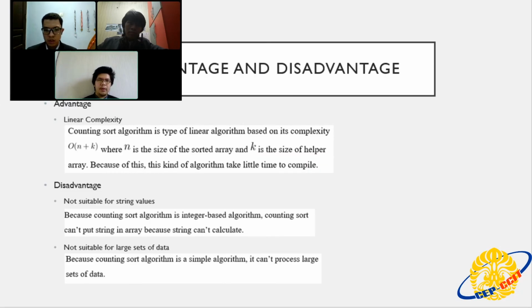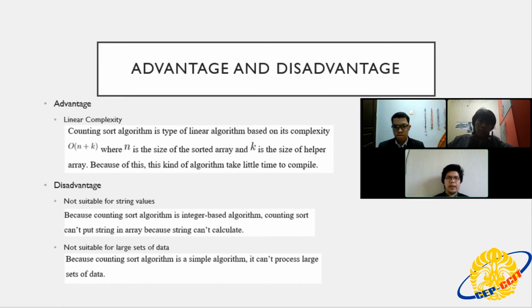Now I'm going to talk about the advantages and disadvantages. The advantage of counting sort is linear complexity. Counting sort is a type of linear algorithm based on its complexity. The reason is that it's very simple, and as you can see, it sorts the numbers from the smallest number to the highest, biggest one. And it's very simple to compile.